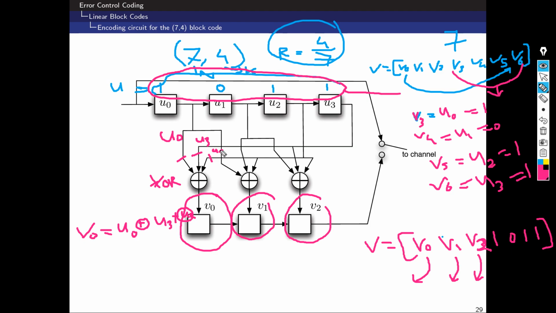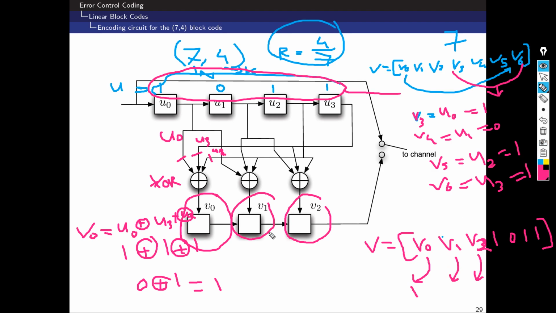What's U0? U0, I defined to be 1. What's U3? U3 is also 1. What's U2? U2 is also 1. 1 XOR 1 is 0, XOR 1 is 1. Then V0, the result, is 1.